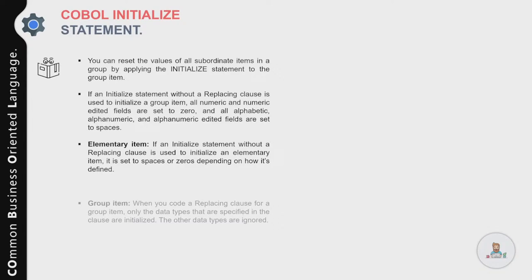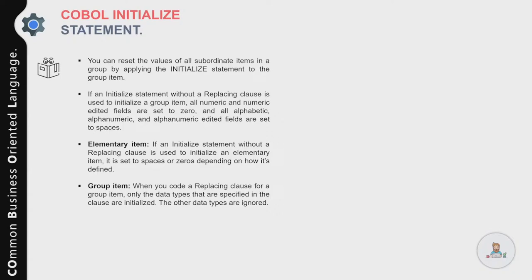On the other hand, if you code the replacing clause, then you have to specify which type of field you want to change, and you can specify the characters that you want those fields to be initialized with. For elementary items, if you have used the initialize statement without a replacing clause, then the value of these elementary items will be set either to spaces or zero, depending on how it is defined. For group items, if you have specified the replacing clause, then only the data types that are specified in the clause are initialized. The other data types are ignored. The initialize statement always ignores fields that are defined as filler, fields that are redefined, and index data items.